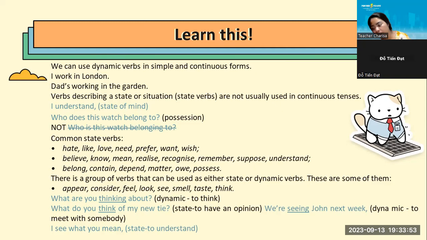This is a group of verbs that can be used as either state or dynamic verbs. They are appear, consider, feel, look, see, smell, taste, think. What are you thinking about? What do you think of my new tie? I see what you mean.